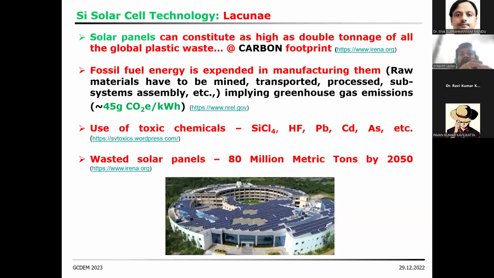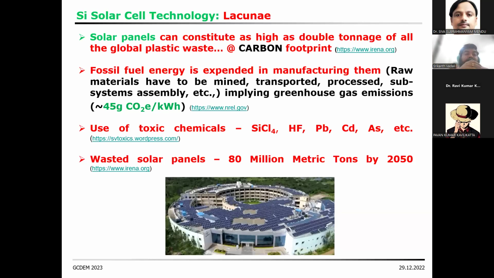So when I want to fabricate a silicon-based solar panel, I use silicon tetrachloride, which is highly toxic, and hydrogen fluoride, highly toxic, and other elements like lead, cadmium, arsenic. All of these enter into our environment. And unfortunately, not only in India, but elsewhere, even in developed countries like Germany and the US, there are no proper regulations to prevent the entry of these toxic chemicals and elements into the environment.